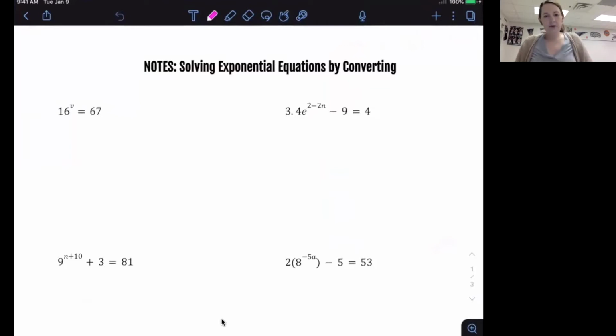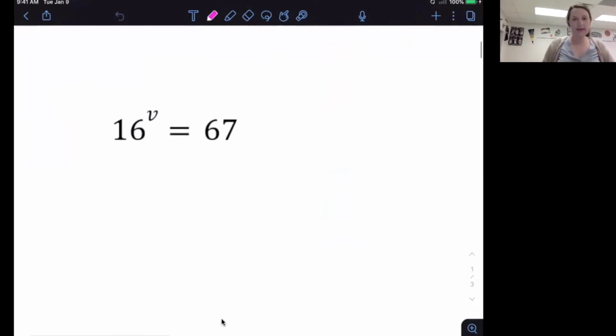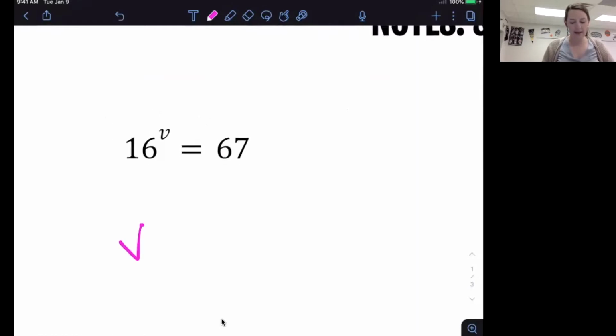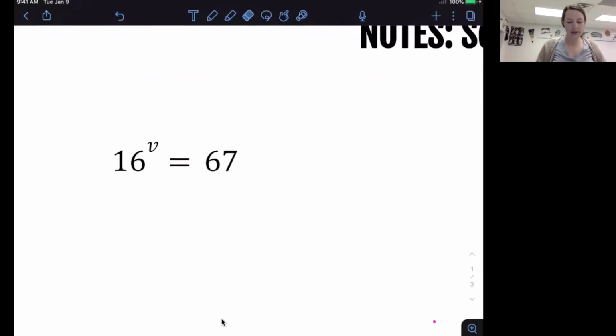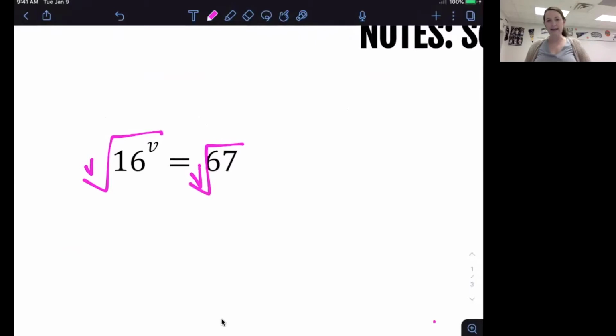Today we're going to take a look at how to solve equations using exponential functions and logs. Looking at this first example, 16 to the v power equals 67 looks very similar to things we've done in the past, except in the past we've had our variable as our base and then maybe a third power up there, in which case we would just take the cube root of both sides. However, when I have a variable as my exponent, I can't take the v root of both sides because you don't know what that value of v is. So you don't know what the v root of 67 is.